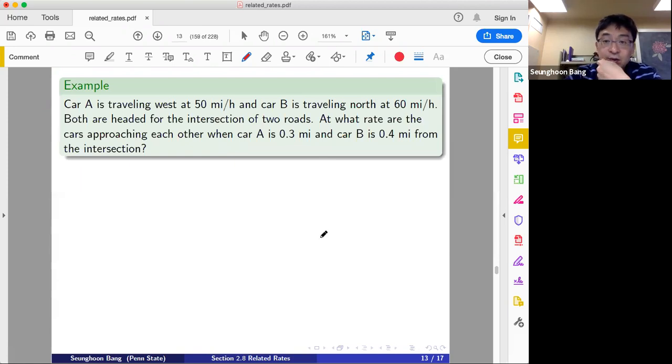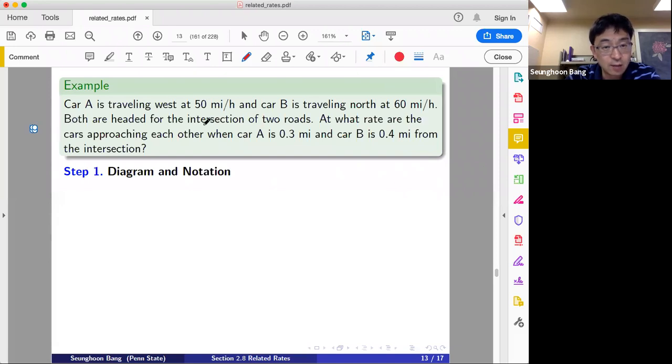The next example: car A is traveling west at 15 miles per hour. Car B is traveling north at 16 miles per hour. Both are headed for the intersection of two roads. At what rate are the cars approaching each other when car A is 0.3 mile and car B is 0.4 mile from the intersection? So we draw a diagram.